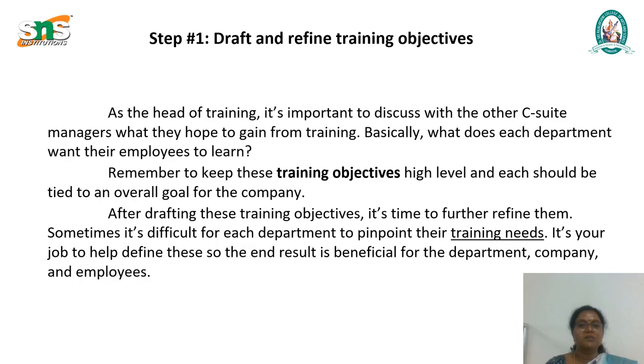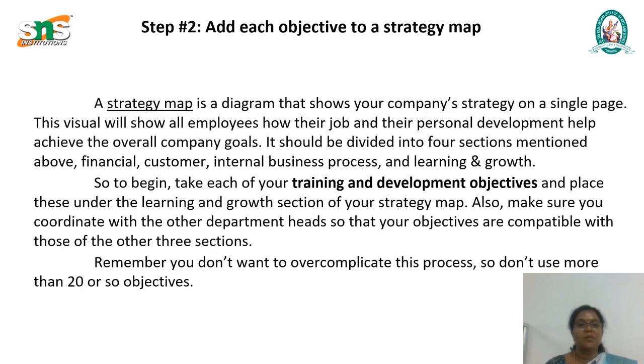Draft and refine training objectives. As the head of training, it's important to discuss with the other C-suite managers what they hope to gain from training. Basically, what does each department want their employees to learn? Remember to keep these training objectives high level and each should be tied to an overall goal for the company. After drafting these training objectives, it's time to further refine them. Sometimes it's difficult for each department to pinpoint their training needs. It's your job to help define these so the end result is beneficial for the department, company, and employees.